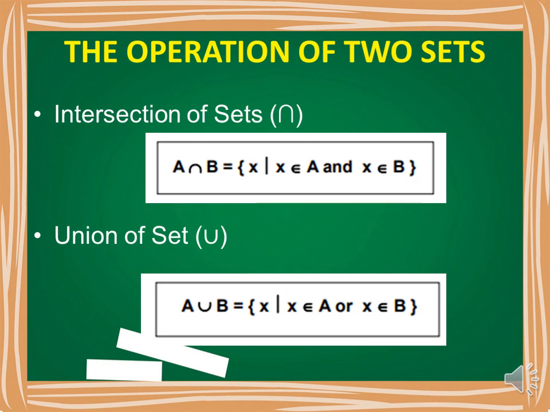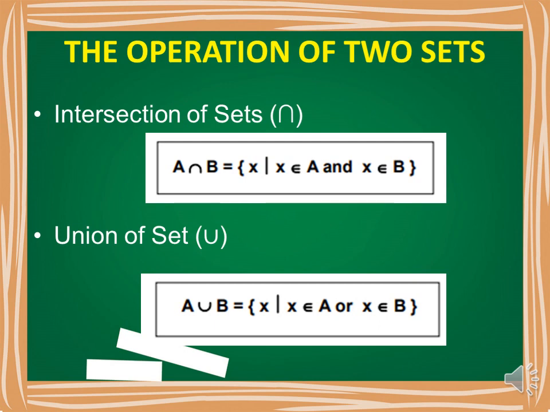Okay, now you understand the universal set. Let's go now to the operations of two sets. We have two operations here. We have the intersection of sets, which is represented by the inverted U, and the other one is the union of sets, which is represented by U. Let's take first the intersection of sets. The intersection of two sets, A and B, is denoted by the set of elements x such that x is an element of A and x is also an element of B.